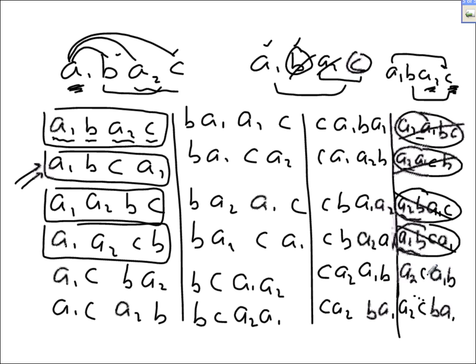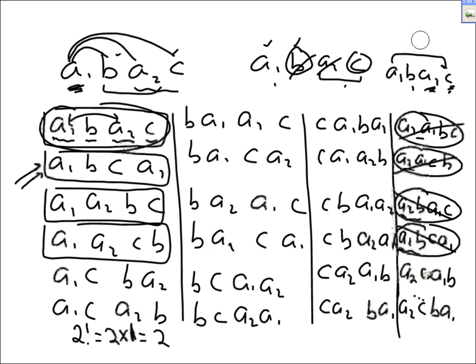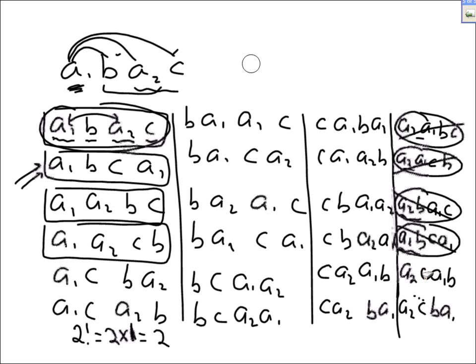Why do we divide by 2? Just for the record, 2 factorial, that is 2 times 1, is 2. For every one we write down, we can permute those 2 letters 2 ways. You can have A1 first and then A2, or A2 and then A1. That is, the number of permutations will not be 4 factorial.